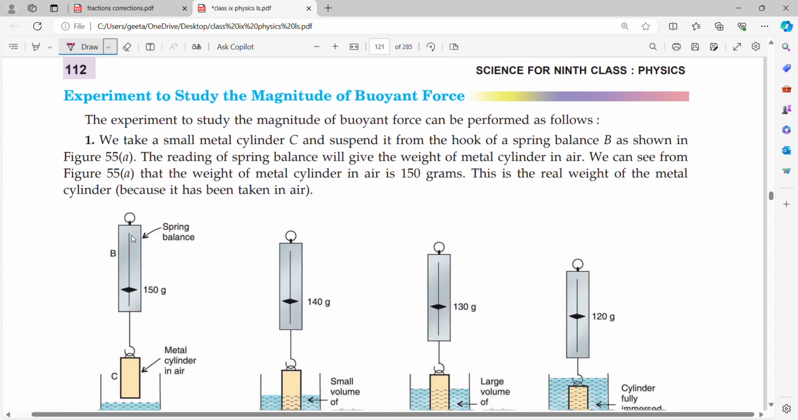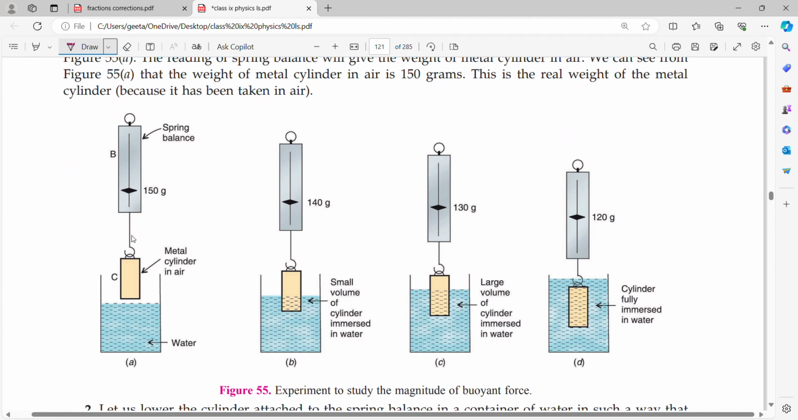Okay. Now, with the help of one activity, I'll prove to you that buoyant force does exist. You remember the formula which I told you? W dash is equal to W minus buoyant force. This is the apparent or fake weight inside the liquid, inside water. W is the weight of the body in air, and B.F. is the buoyant force.